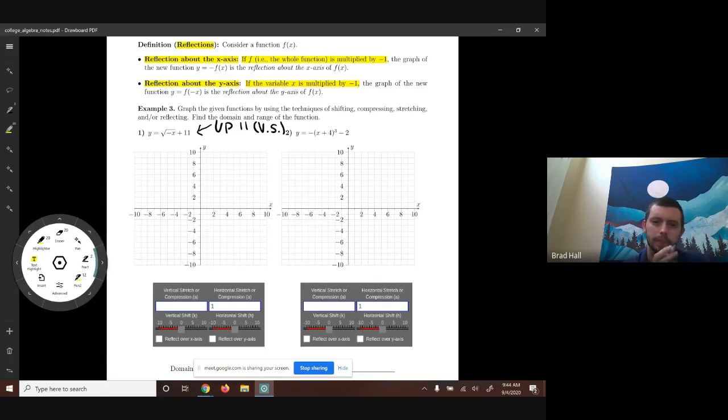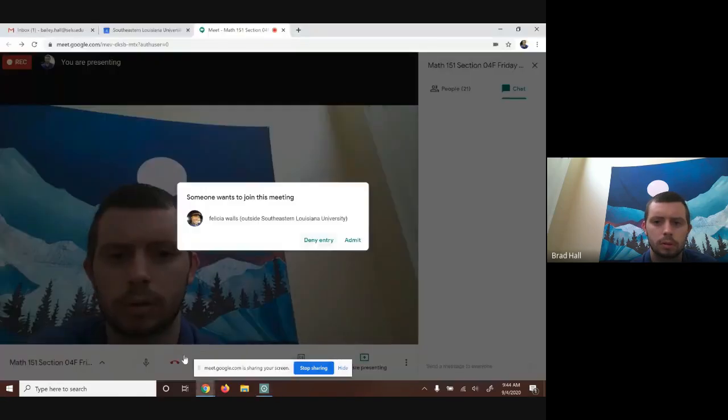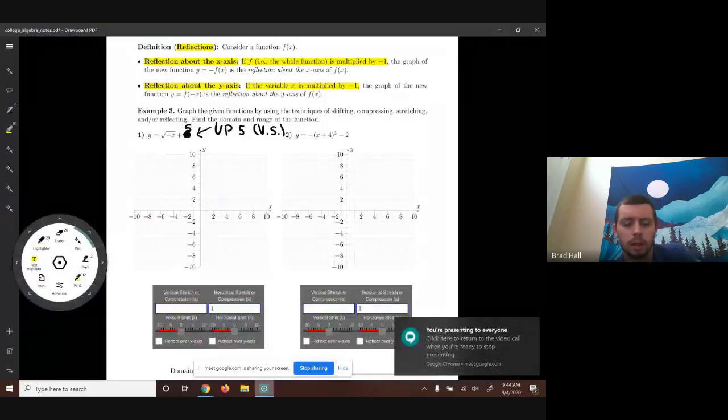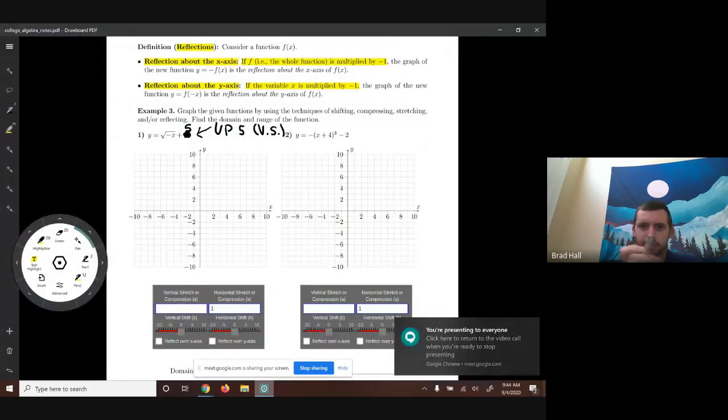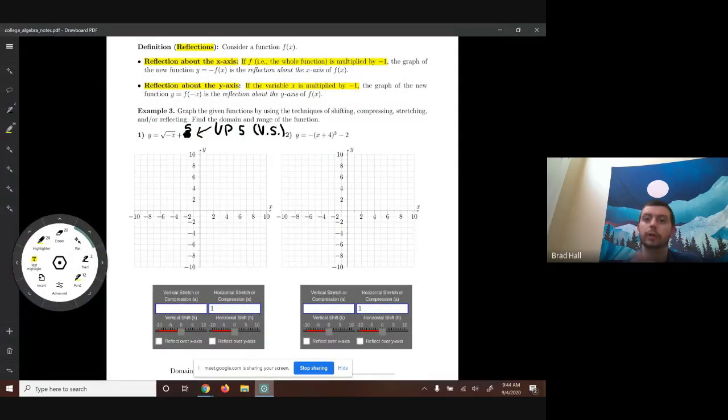So actually, I just realized in this problem, it shouldn't be 11. It should be 5. So it should be up 5. I forgot to mention that. That's just a typo on my end. So just in your notes, scratch out 11 and put 5. So it goes up 5 rather. And so if anything, that's the vertical shift.